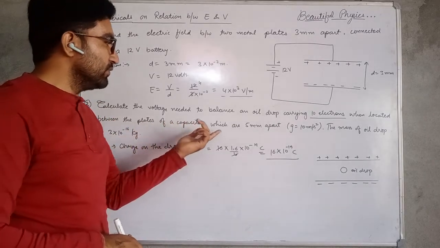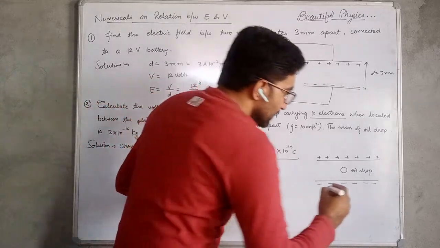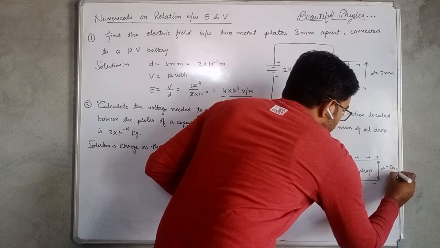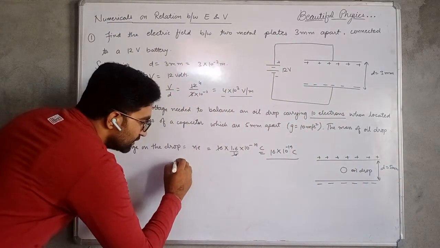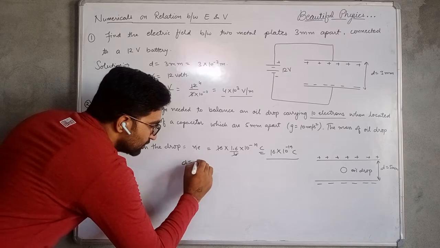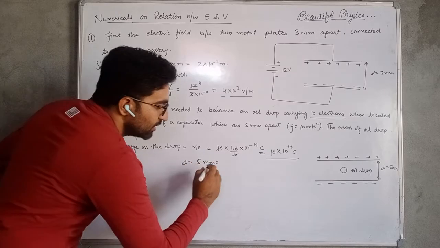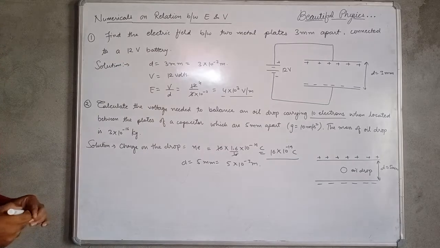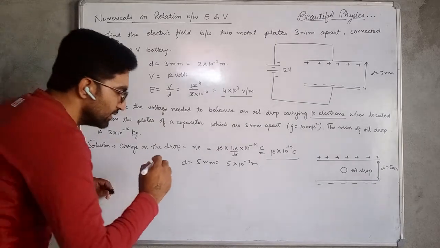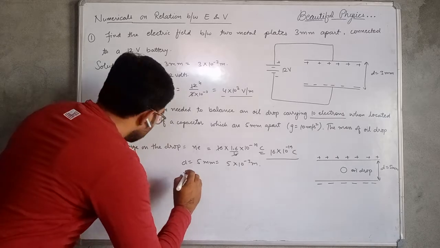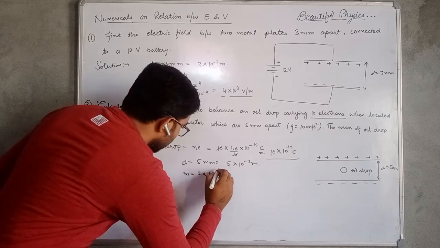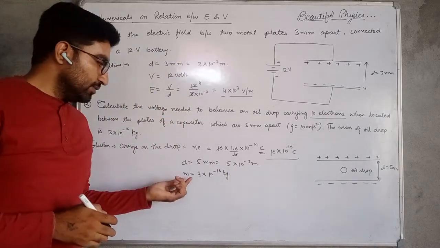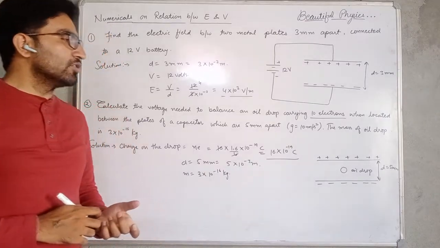The plates of the capacitor are 5 millimeter apart, so the separation between the plates D is equal to 5 millimeter. Again we have to convert it into meter: 5 into 10 raised to power minus 3 meter. The mass of the oil drop is given: M is equal to 3 into 10 raised to power minus 16 kilogram.